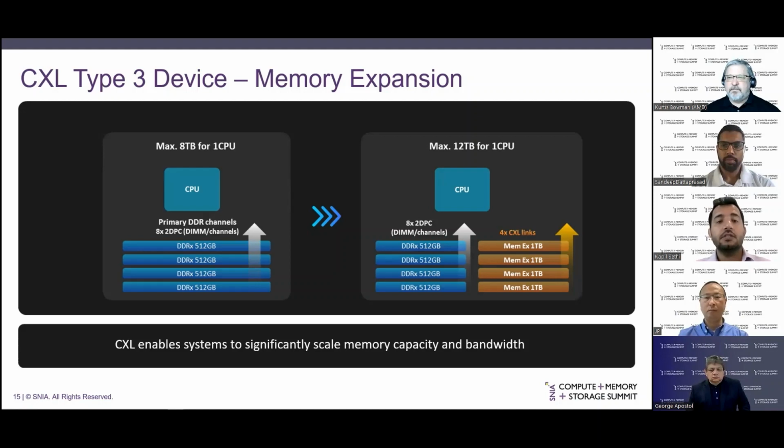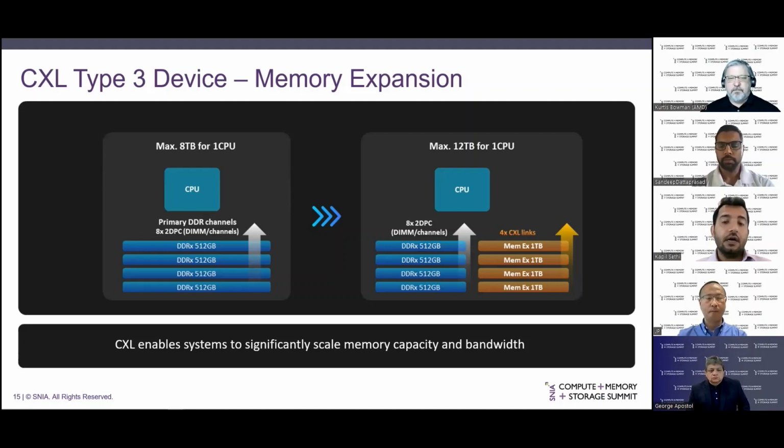So the total system memory capacity is now 12 terabyte, and additional CXL links also increase the total memory bandwidth of the system. So this is a very important achievement, as the CXL memory expansion device provides a flexible option to increase the memory capacity and bandwidth of the system without increasing the number of primary DDR channels or increasing the memory data rate.